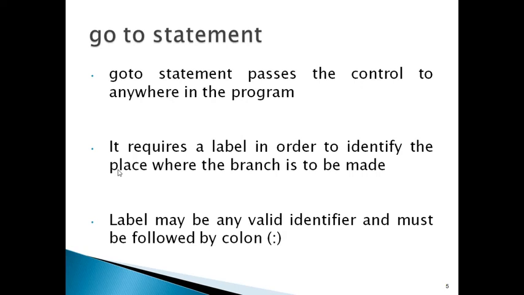A label may be any valid identifier and must be followed by a colon. All of you know the label may be any valid identifier. All of you know an identifier is a word. An identifier must start with an alphabet. An identifier may contain numbers, and doesn't accept spaces in between. These are some rules.